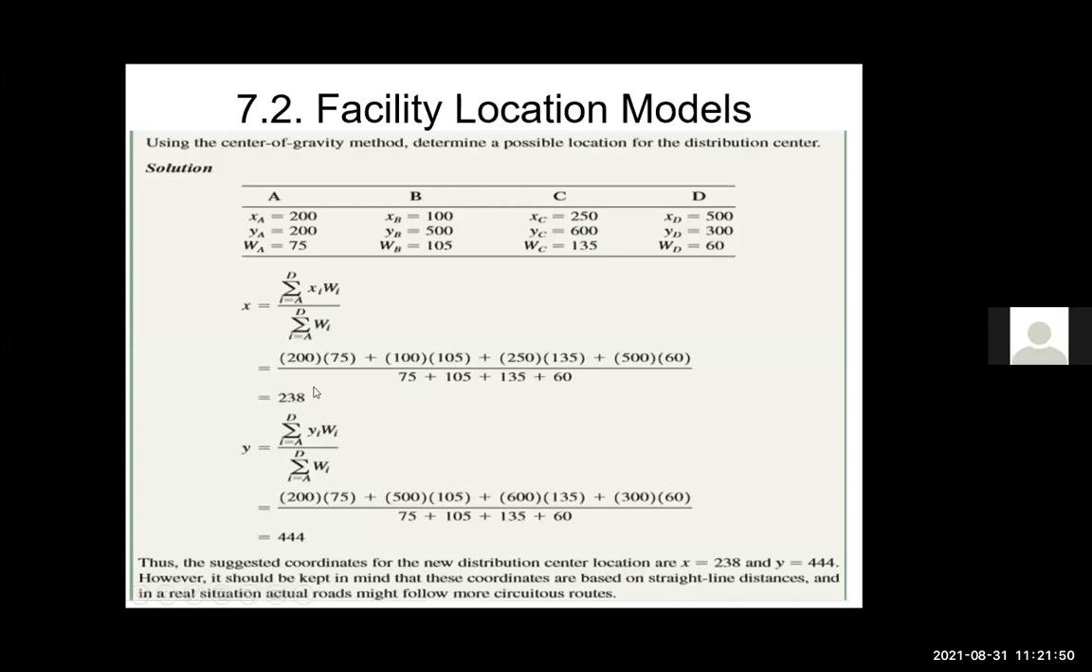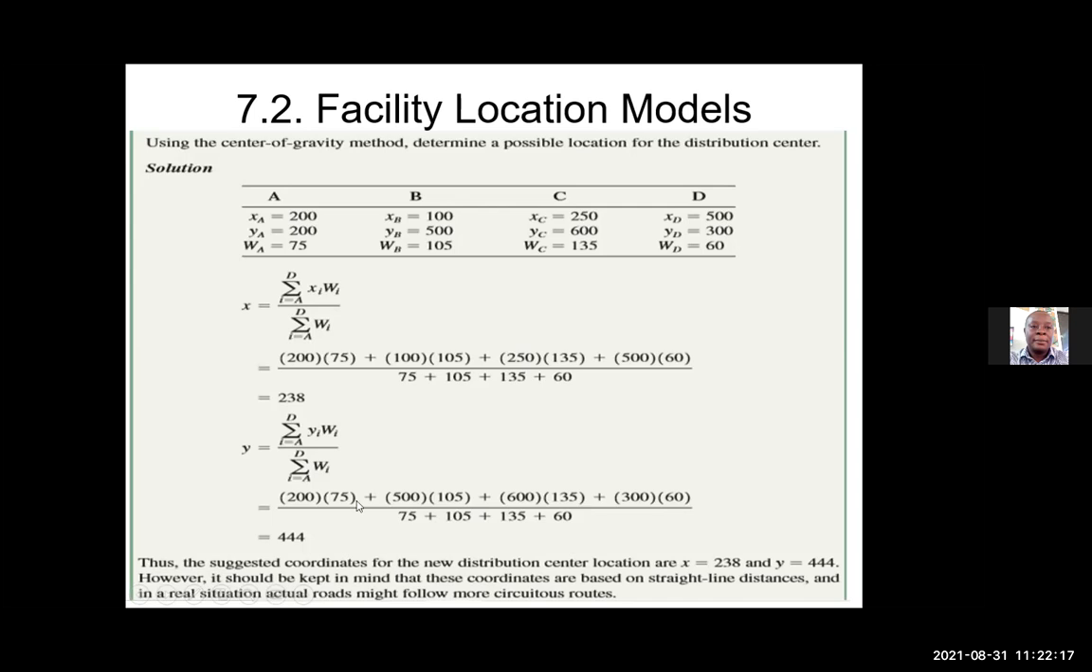Remember, we are looking for a position on the map that will be central to all the other four locations relative to the weight of shipment from individual suppliers. And for you to identify a position on the map, you need the X and Y coordinates. So we've determined our X coordinate for that position on the map to be 238.